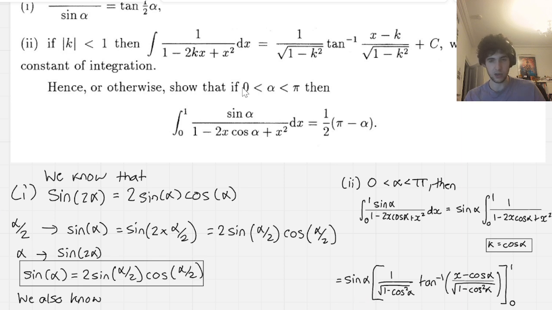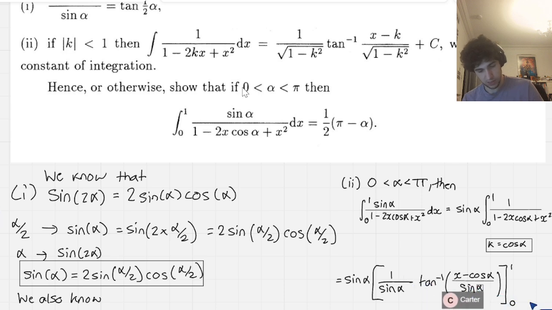And with this question in general, I am not going to be dealing with any weird mod stuff going on. They might sometimes trick you up with that kind of thing. But here, because of the region they've given us, things work out particularly nicely, which is good. So I can just say this is going to be over sine alpha. And similarly over here, I can replace this square root of 1 minus cosine squared alpha with sine alpha.